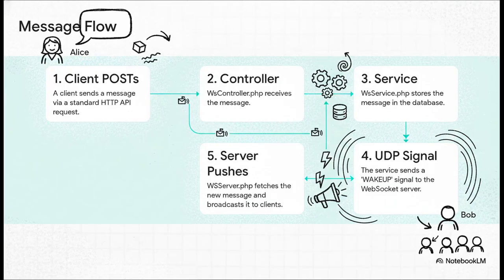Now, what's really fascinating here is the path a message takes. You might think Alice sends her message directly through the WebSocket, right? But she doesn't. She actually sends it as a totally normal HTTP API request. That request hits a controller, which then passes it to a service layer to get saved in the database. And here, this is the really clever part. The service then sends a tiny little UDP packet, basically a wake-up nudge, to our WebSocket server. The server, which has just been patiently listening, instantly springs to life, grabs that new message from the database, and broadcasts it out to every single person connected, including Bob. It's just a really elegant, decoupled setup.